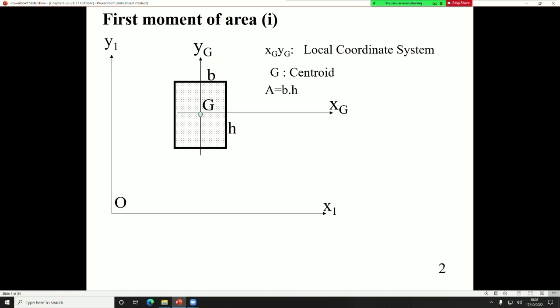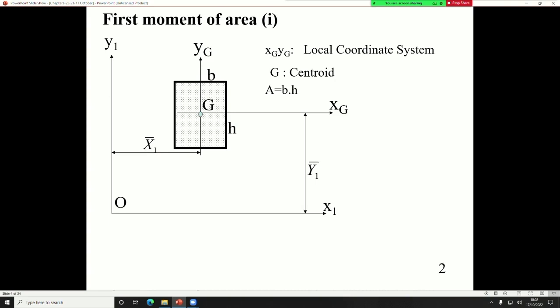Now say we've got a different coordinate system. This coordinate system is not called local anymore. It's called a global coordinate system, which is parallel to the local coordinate system, but is located at a distance. Say the coordinates of G, the centroid of the section, with respect to this global coordinate system, are X bar and Y bar, or X bar 1 and Y bar 1.